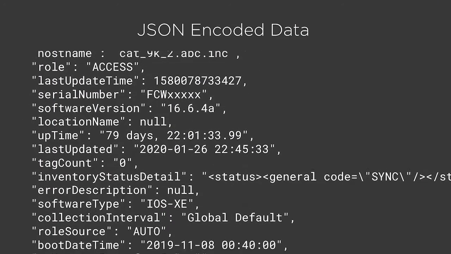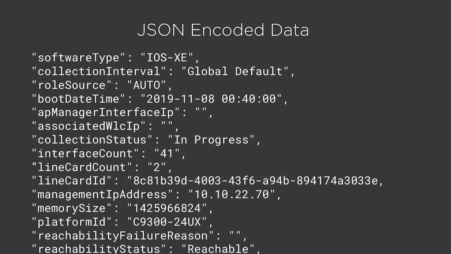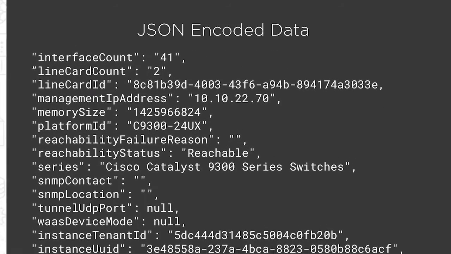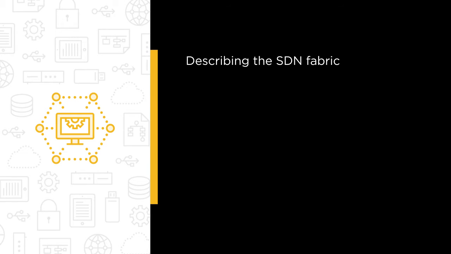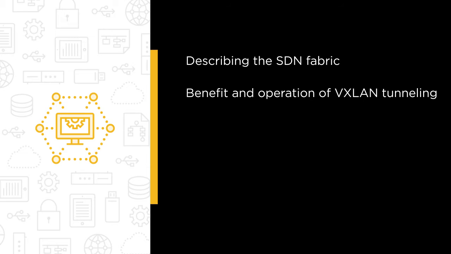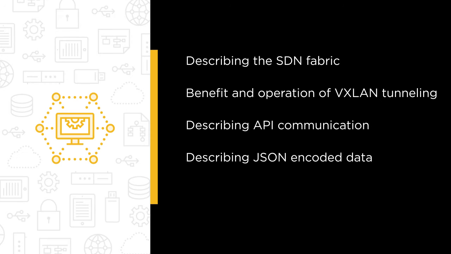This course will introduce the key components involved in Cisco software-defined networks and automation, including describing the software-defined network fabric, explaining the benefit and operation of VXLAN tunneling, describing API communication, describing JSON encoded data, and looking at the configuration management tools used to keep configurations accurate.